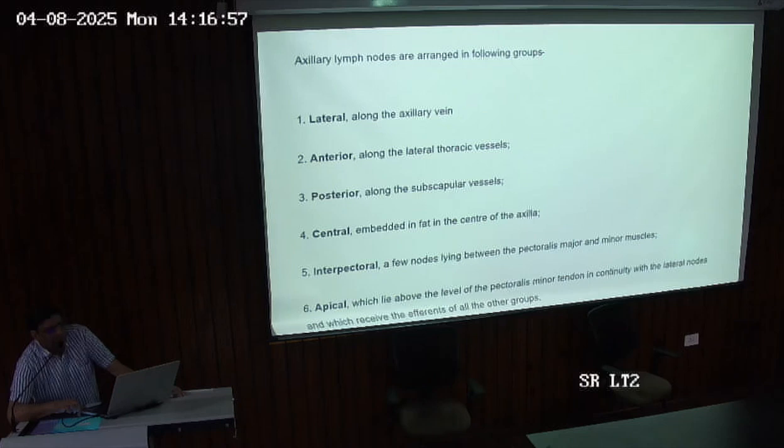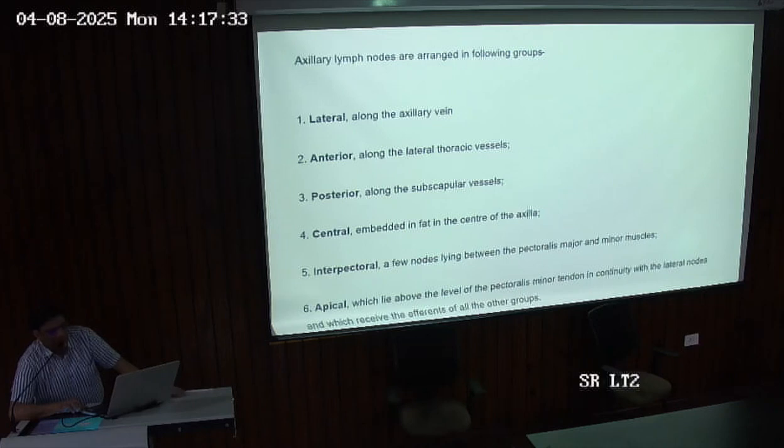Now, axillary lymph nodes can be arranged in the following groups. Lateral group along the axillary vein. This forms the superior lateral boundary of the axilla. That's why the lateral boundary is the axillary vein. Anterior along the thoracic vessels. Posterior along the subscapular vessels. Central is embedded in the fat in the center of the axilla. Interpectoral group, which means between pectoralis major and minor, is also known as Rotter's lymph nodes. Those lie between minor and major.